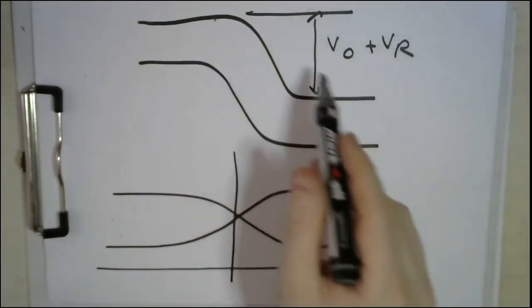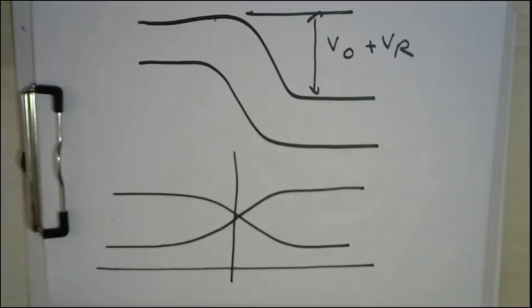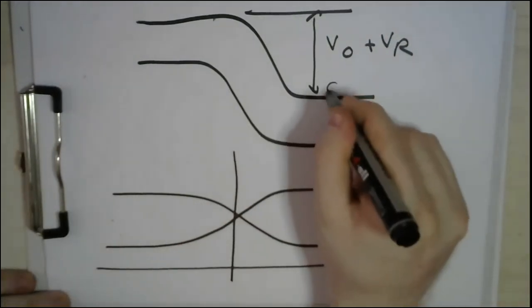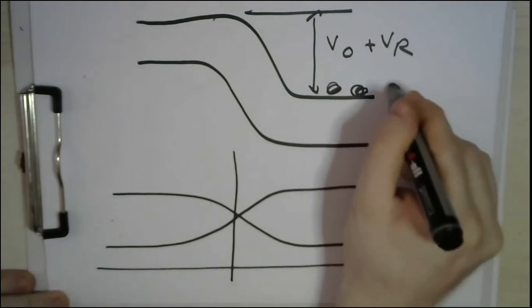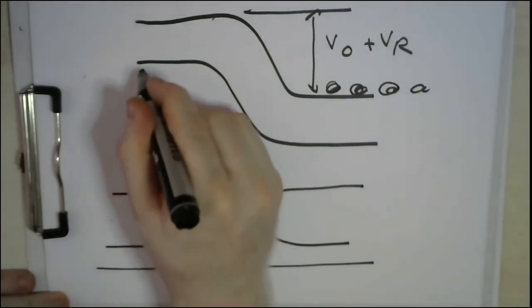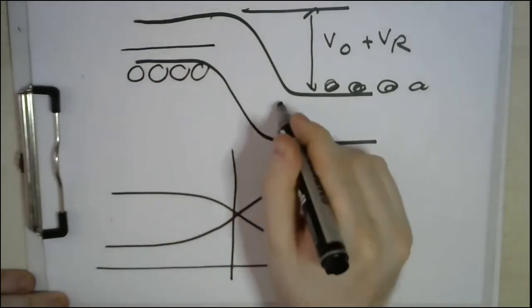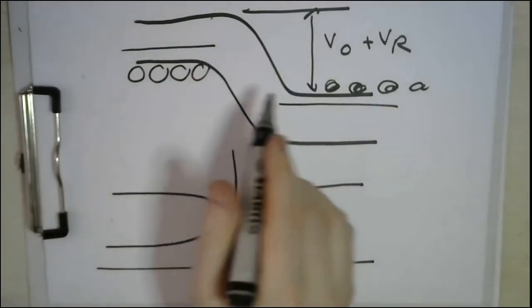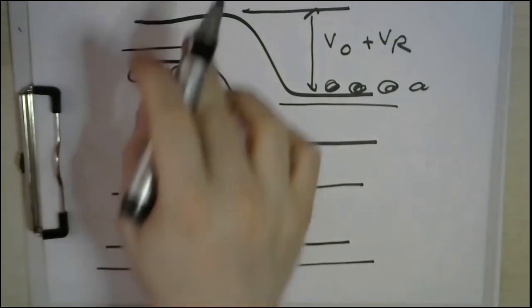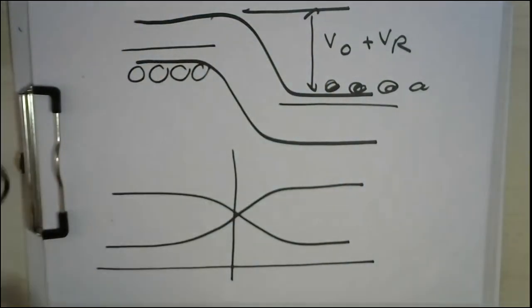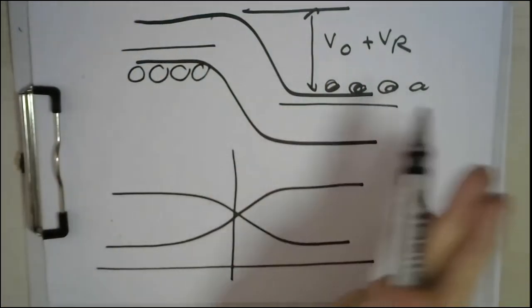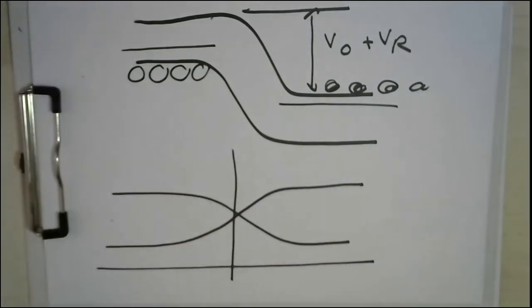whenever you have applied this reverse bias, it's now impossible for the majority carriers or the majority holes to move, because basically you increase the height of your barrier. So no electrons will move from right to left, and no holes will move from left to right. Does this mean that we don't have current?